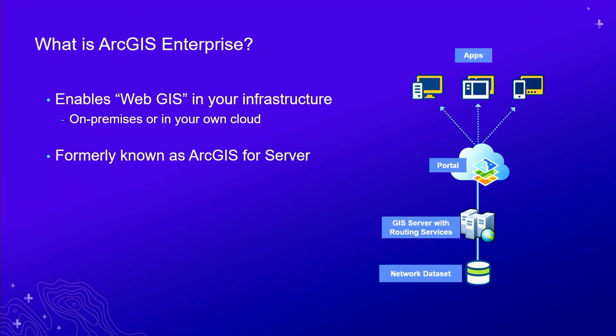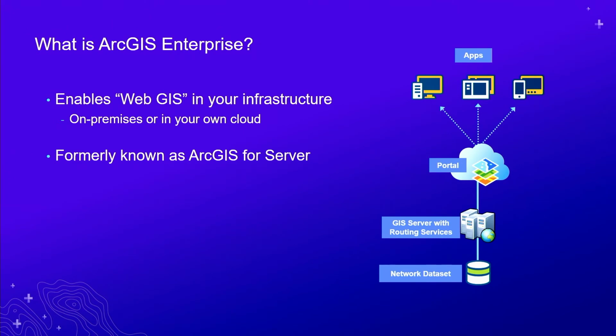As I was saying previously, you do your routing services based on a network data set. So that's what you store on your servers. You can have one or more servers where you're running your GIS services, or in this case, your routing services. These servers federate to an enterprise portal from where different applications such as ArcGIS Pro or Map Viewer can discover these routing services and can use these routing services. This is essentially what enables WebGIS in your infrastructure. This infrastructure can be on your own premises, or it can be in the cloud that you manage yourself.